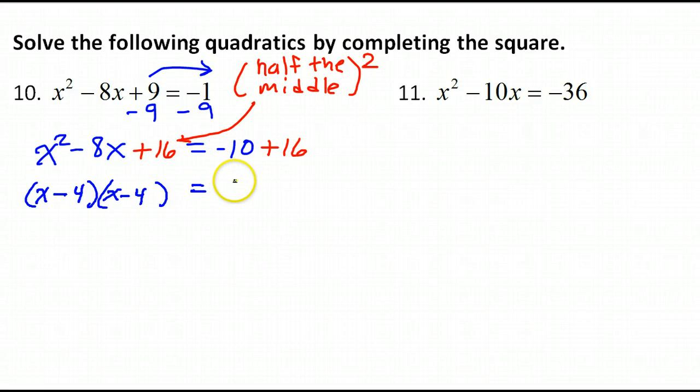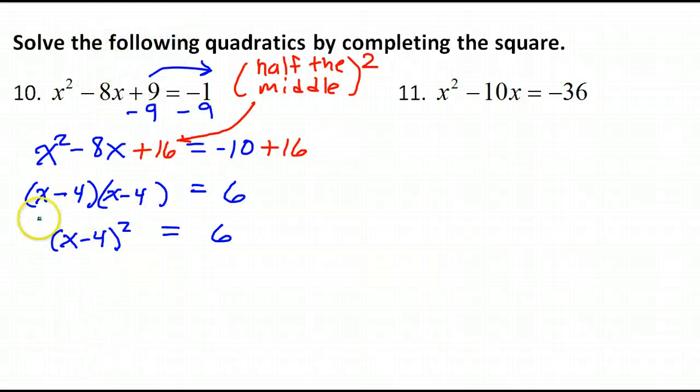-10 plus 16, well, that's 6. The point of having the same factor twice is that I can write this as x minus 4 squared equals 6. Now, the neat thing about having it this way is that I can take the square root now. I can unsquare this with a radical. Don't forget your plus or minus, guys. Anytime you take the square root of both sides, the solution could be positive or negative.